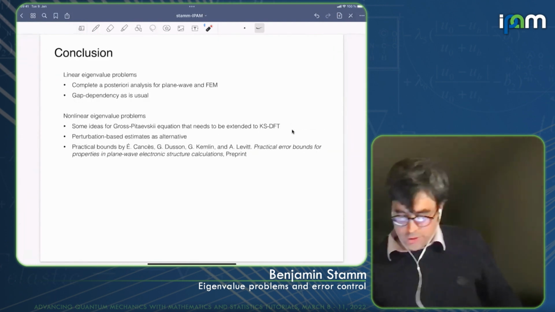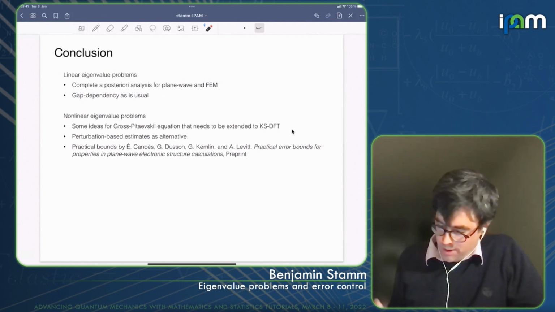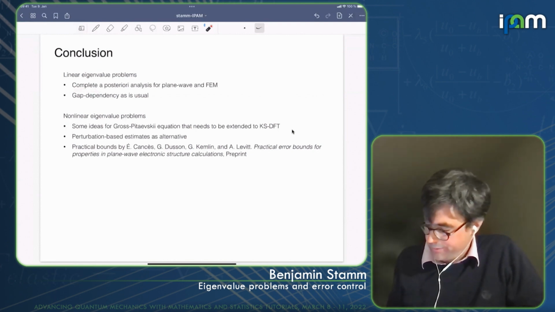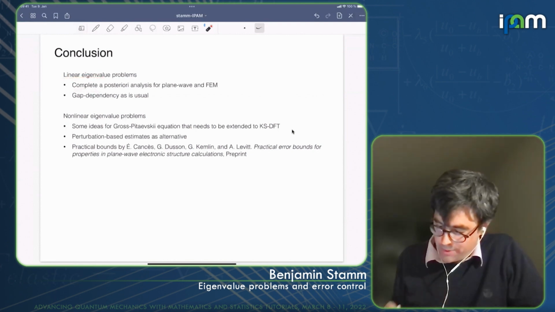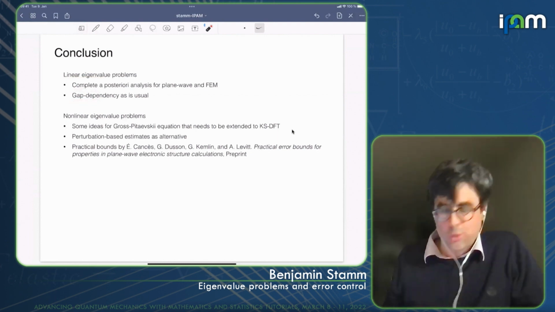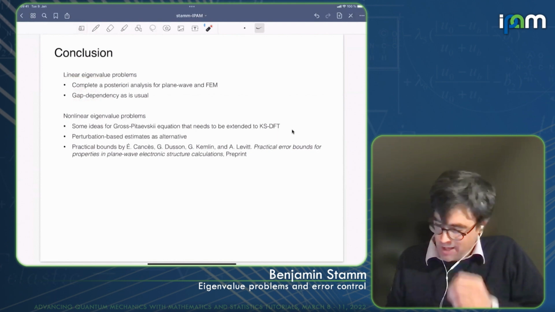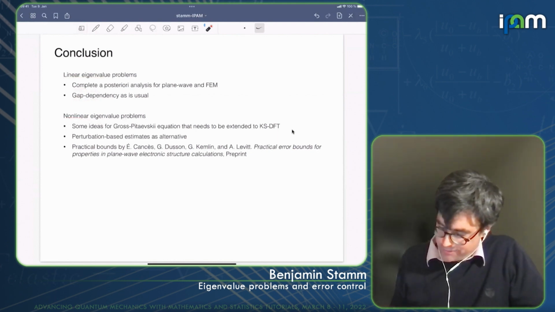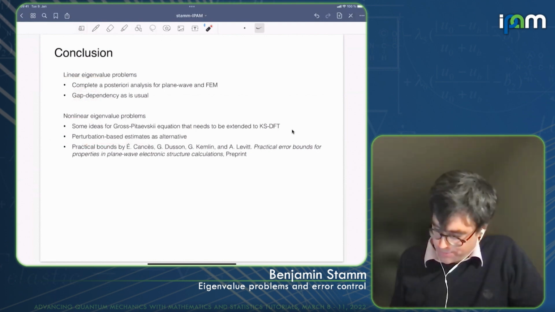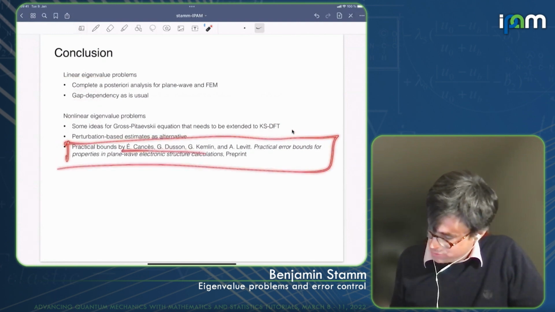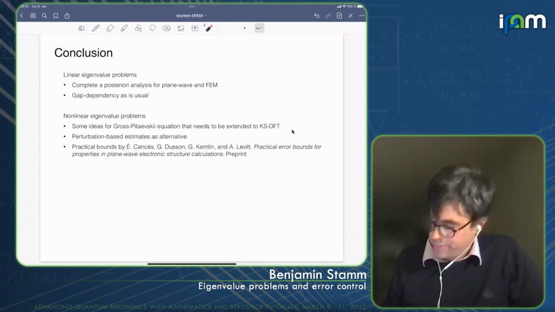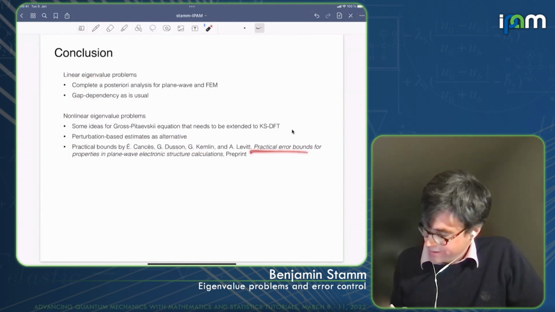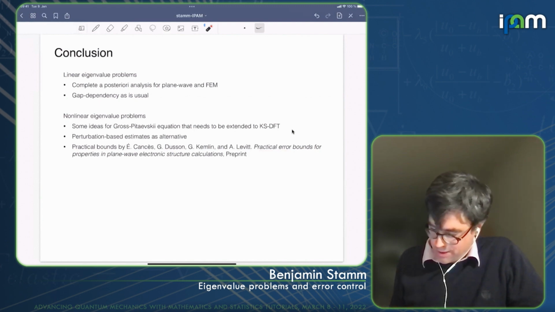So all in all, the conclusion for linear eigenvalue problems is that you can give a complete a posteriori error analysis for plane wave methods and FEM. You have gap dependency as usual in some of the constants. For the nonlinear case, it's much less clear. One can also use perturbation-based estimates; that's the part I skipped. But I would also like to highlight the recent work by the French group on giving up a little bit of rigor and deriving very practical and accurate bounds for plane wave DFT.